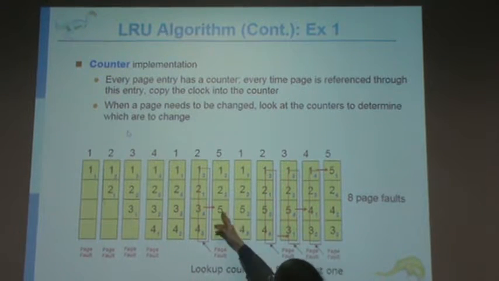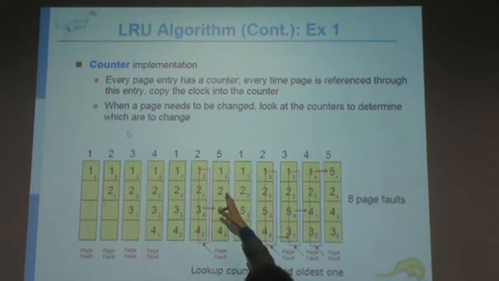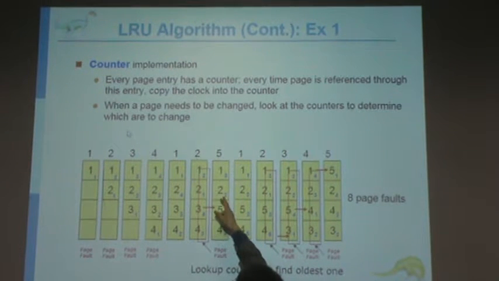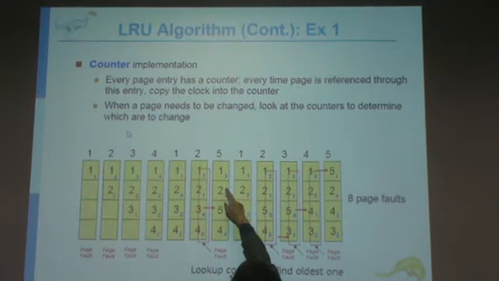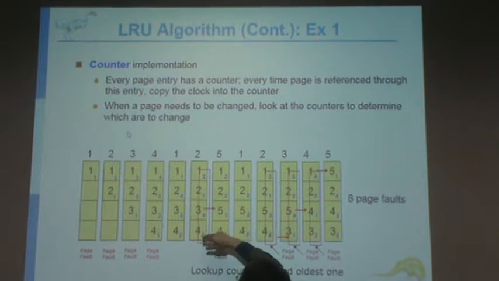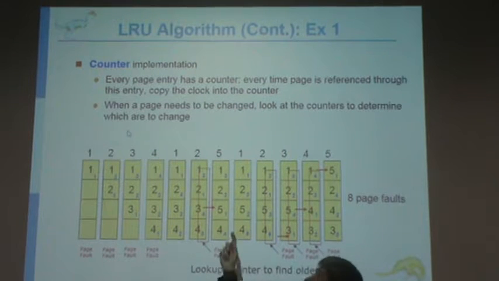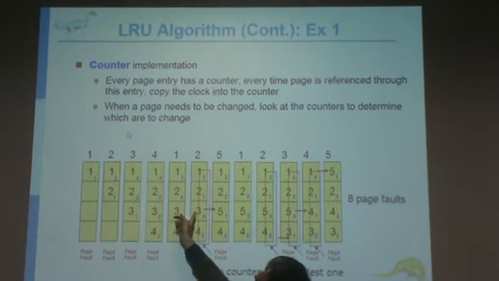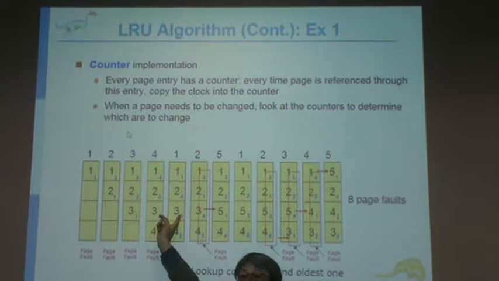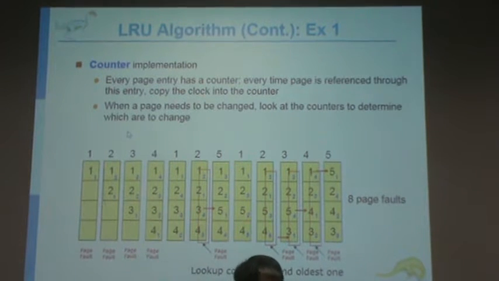Then, for example, this time if 2 is accessed, its count is 1. For 5, there is no 5 over here, so we just select the highest count as the victim, which means 4 periods of time never used, never referred, right? So this will be the least used one.